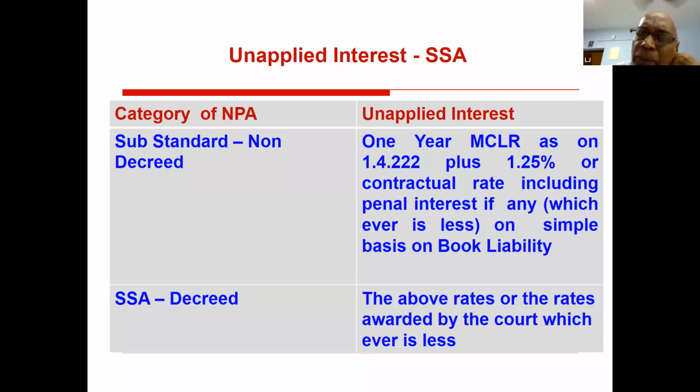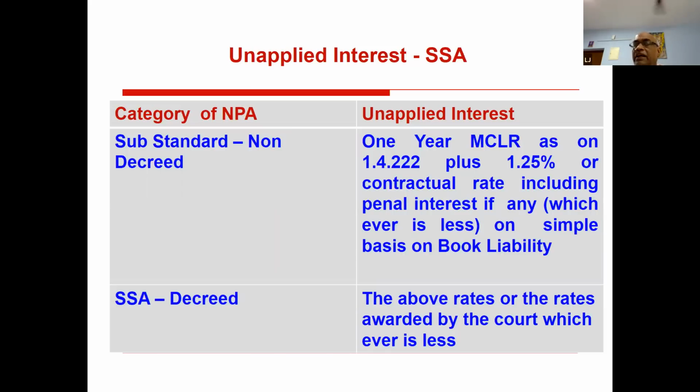So you are asking the borrower to pay MCLR plus 1.50 on the book liability. There, the OTS amount offered by the party will be more than the sacrifice amount, because the unapplied interest you are calculating at 1.25 only.